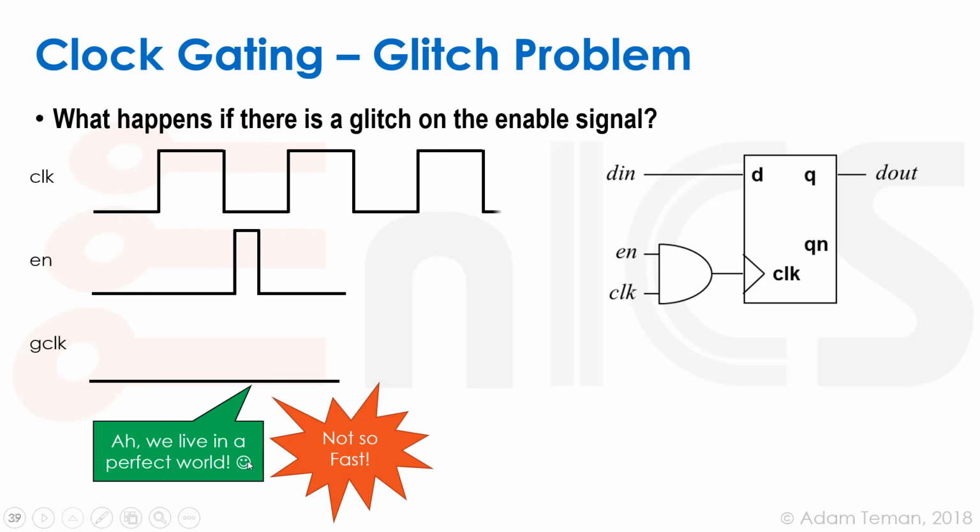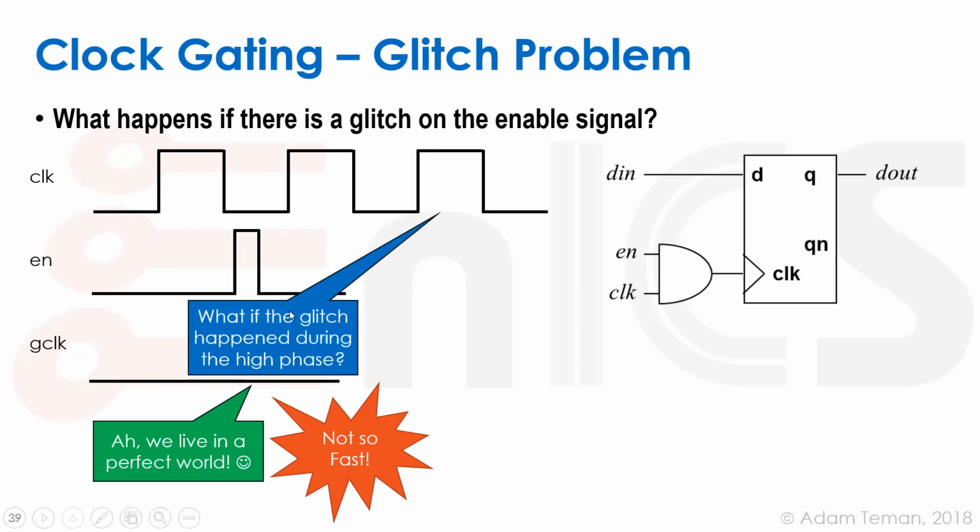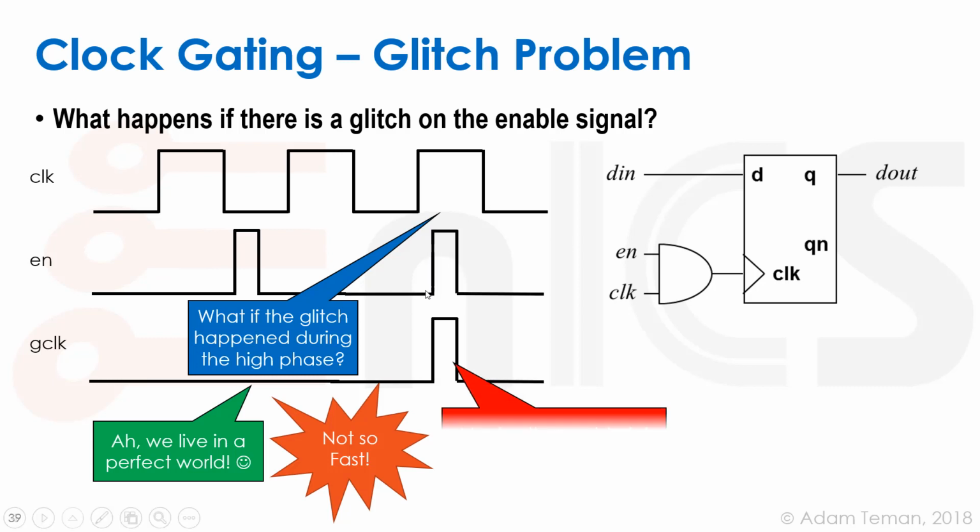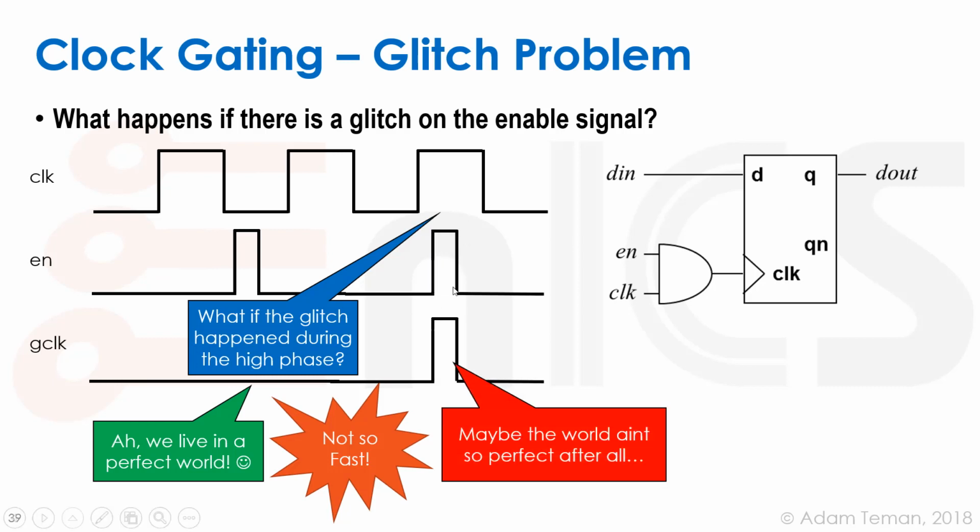However, not so fast, my friends. What happens if the glitch happened during the high phase of the clock? And that's where a real sorrow happens. Because if the glitch happened here, this AND gate propagates the signal to the output, and we get a fake clock edge on the flip-flop, and that's really bad. In fact, it's so bad that we can't actually use such a structure.